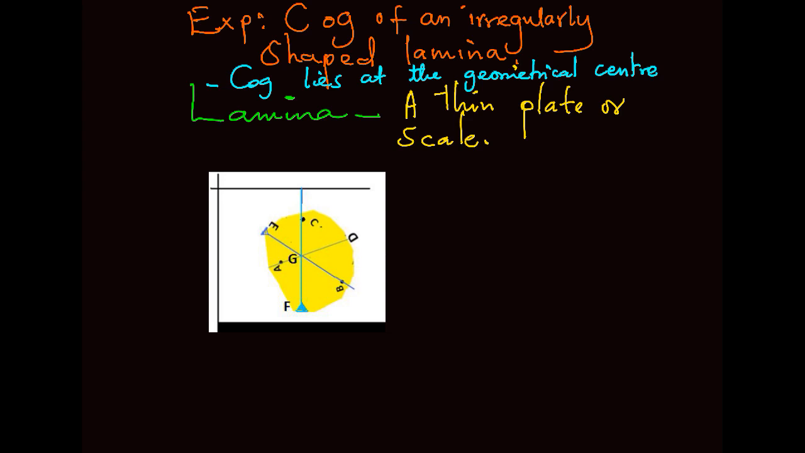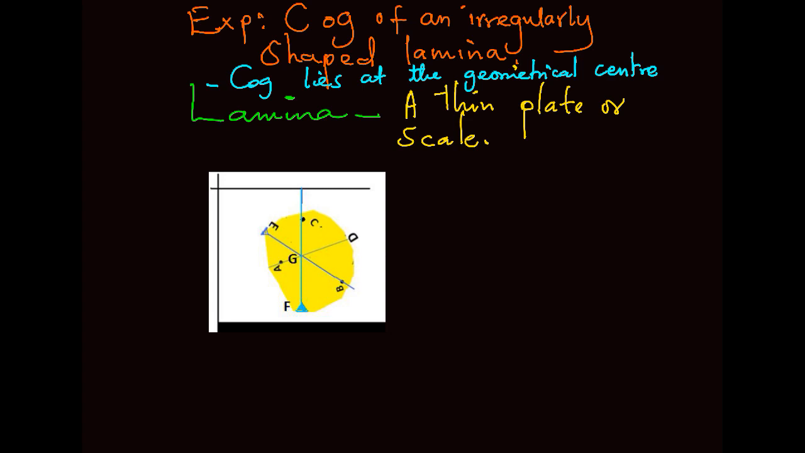For that matter, therefore, the center of gravity of regular shapes such as rectangles, triangles, and the rest can be determined through geometrical construction. However, for an irregularly shaped lamina, we have a different way of determining the center of gravity.